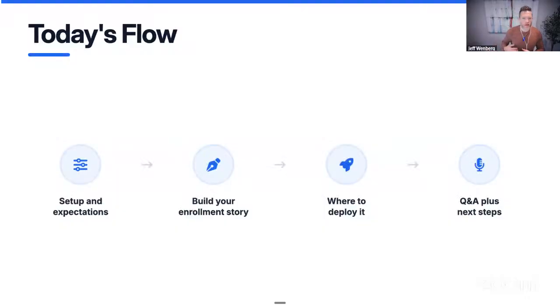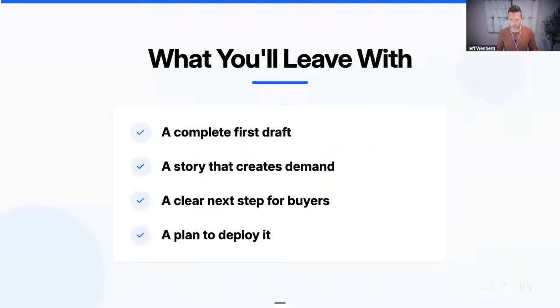Okay. And so before we hop into it, I want to set a few expectations so you know what to expect throughout the call. First thing, we are going to be actually building in the workshop today. I'm going to take you through the process where we just have to grab a few building blocks from information you should already have. Then we'll talk through how we take those building blocks and put them into an actual enrollment story, and then where you deploy it. And at the end, I'll leave space for Q&A for anybody that has questions.